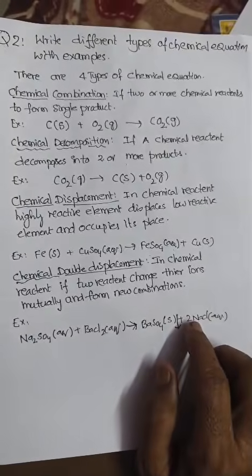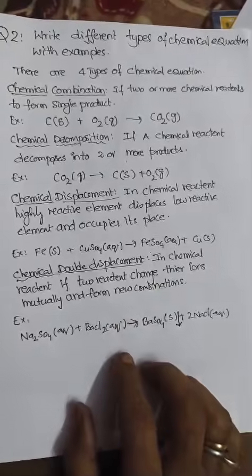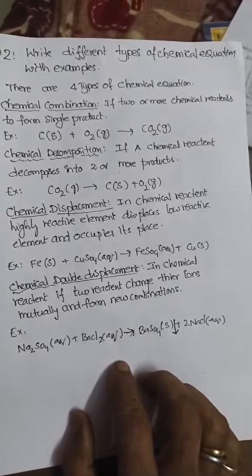So these are the four types of chemical reactions. You have to mention them and write the different types of chemical equations.